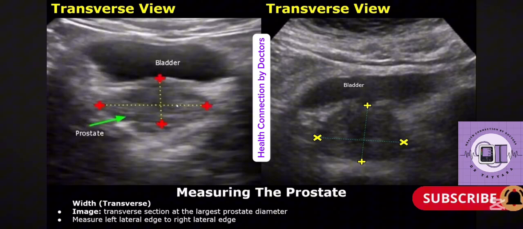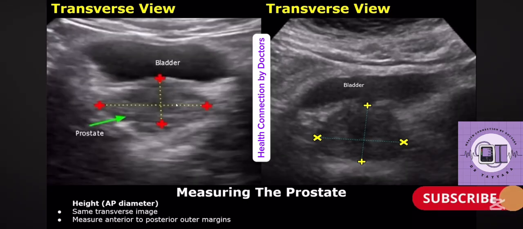Then on the same transverse image, measure the anterior posterior diameter. Place one caliper on the anterior outer margin and the other on the posterior outer margin of the prostate. This measurement represents the height.